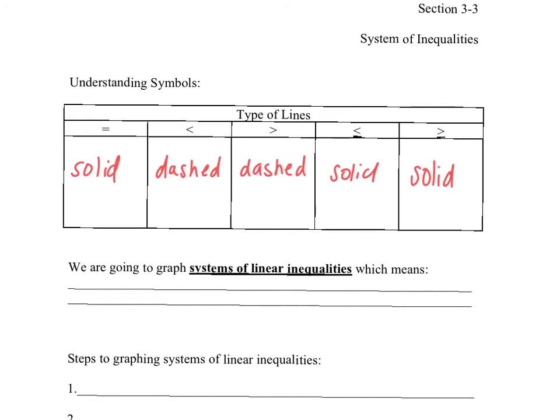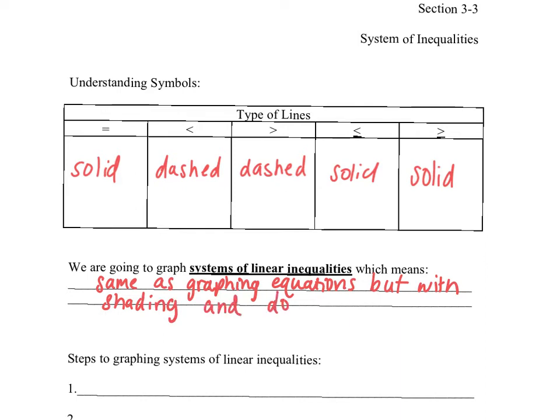Okay. We are going to graph systems of linear inequalities, which means the same rules apply as graphing equations. But what do inequalities have that equations don't have? What did we have to do on the test? Shade. So, same as graphing equations, but with shading. Shading and dotted or solid lines.